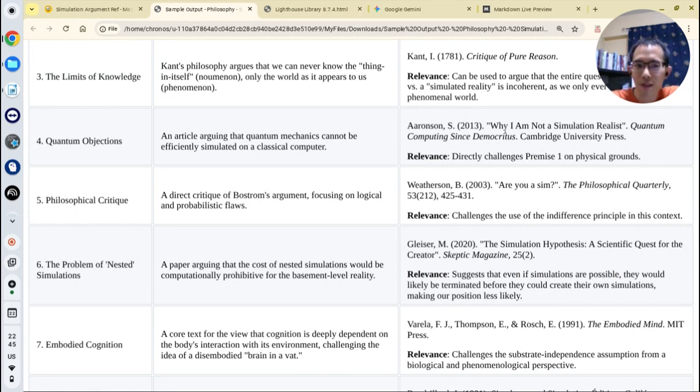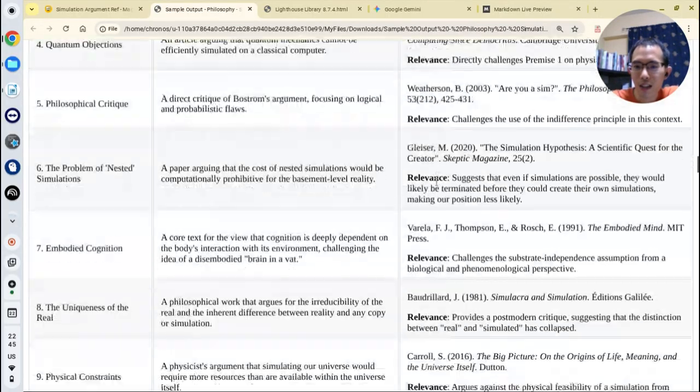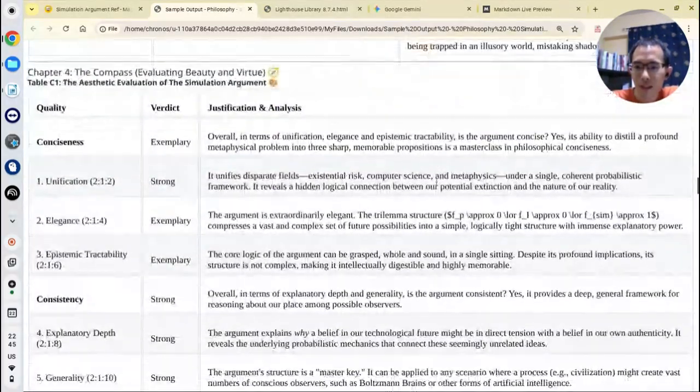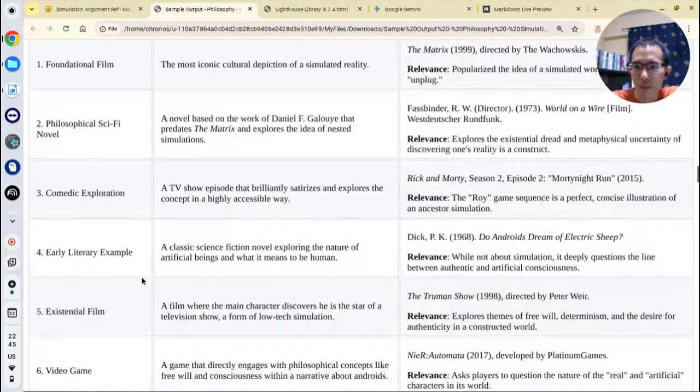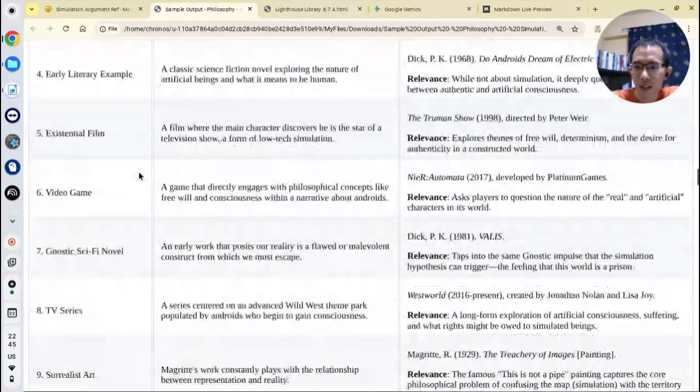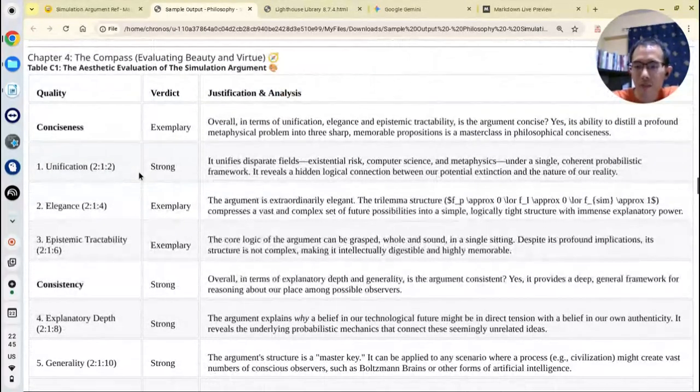You could write a paper that says why I'm not a simulation realist, or you could instruct this Lighthouse Library to come up with reasons for why you're not a simulation realist, and I'm sure you get interesting output. It gives you cultural artifacts also, like video games, films, novels, and then it evaluates the argument according to whether it is beautiful and virtuous.